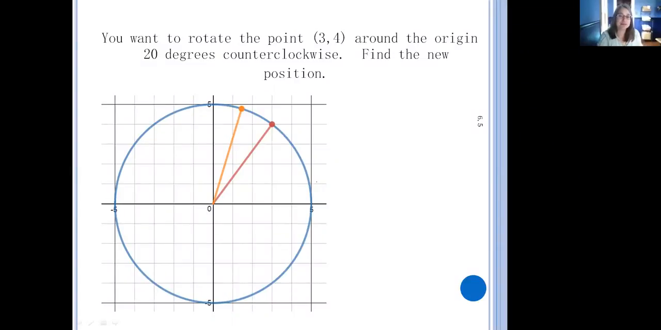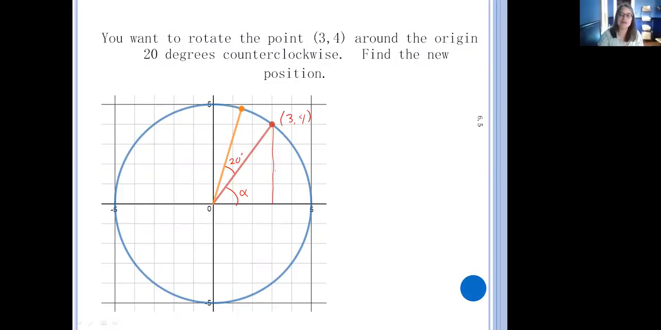Here's another example. We've got a point, 3, 4, and I want to rotate it counterclockwise 20 degrees. What are the coordinates of my new point? This one requires a little bit more effort, a two-step process. The first thing we want to do is find this alpha angle, that angle alpha.